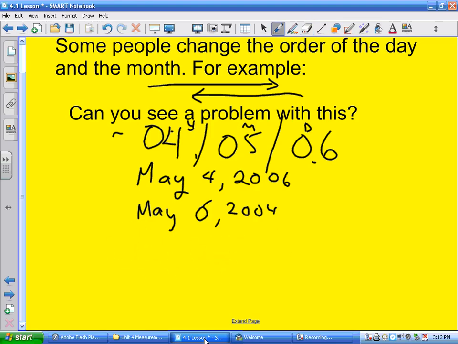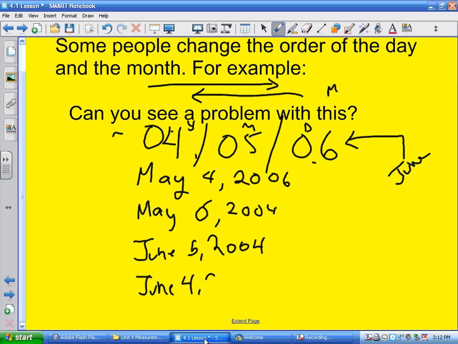Yes, you're right. The 6th month could be June, couldn't it? So you could go month, day, year, or month, year, day. You could say June 5th, 2004. You could also say June 4th, 2005. So we have a lot of possibilities here, and there's a problem.